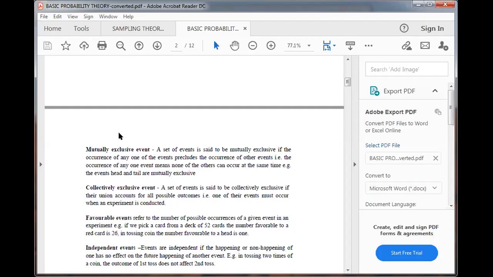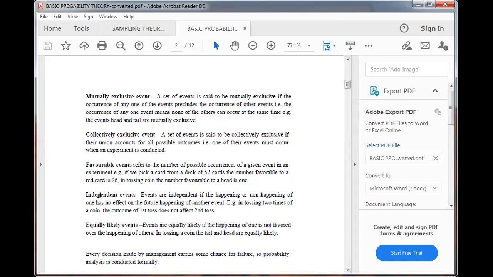Then we have another very important term that I would like you to understand, known as the independent event. Independent events are like the opposite of mutually exclusive events. These are events which are not related and can happen at the same time. Such events can be, for example, passing an exam and winning a game. There is no way they are related. You can pass an exam and go and win a game. So those events which can happen at the same time are known as independent.